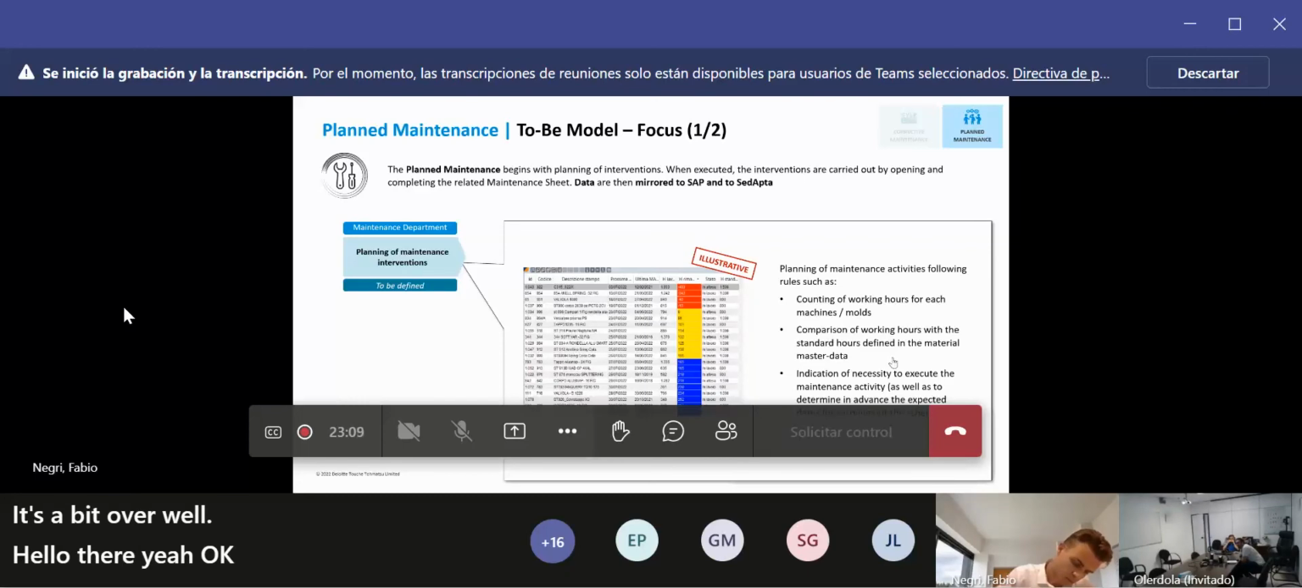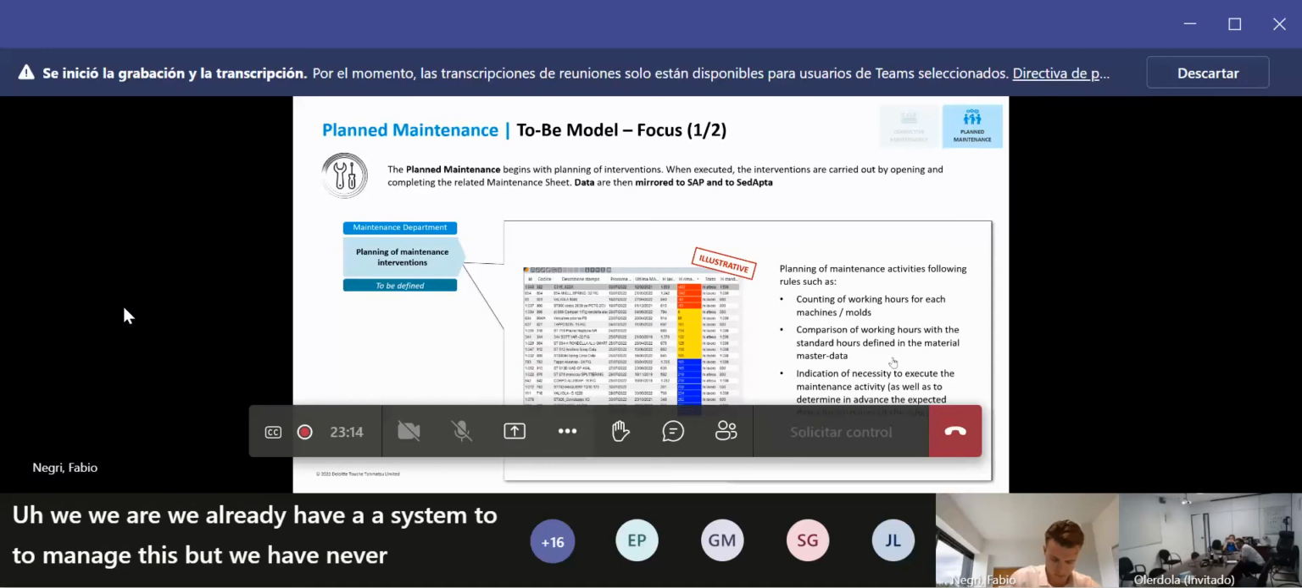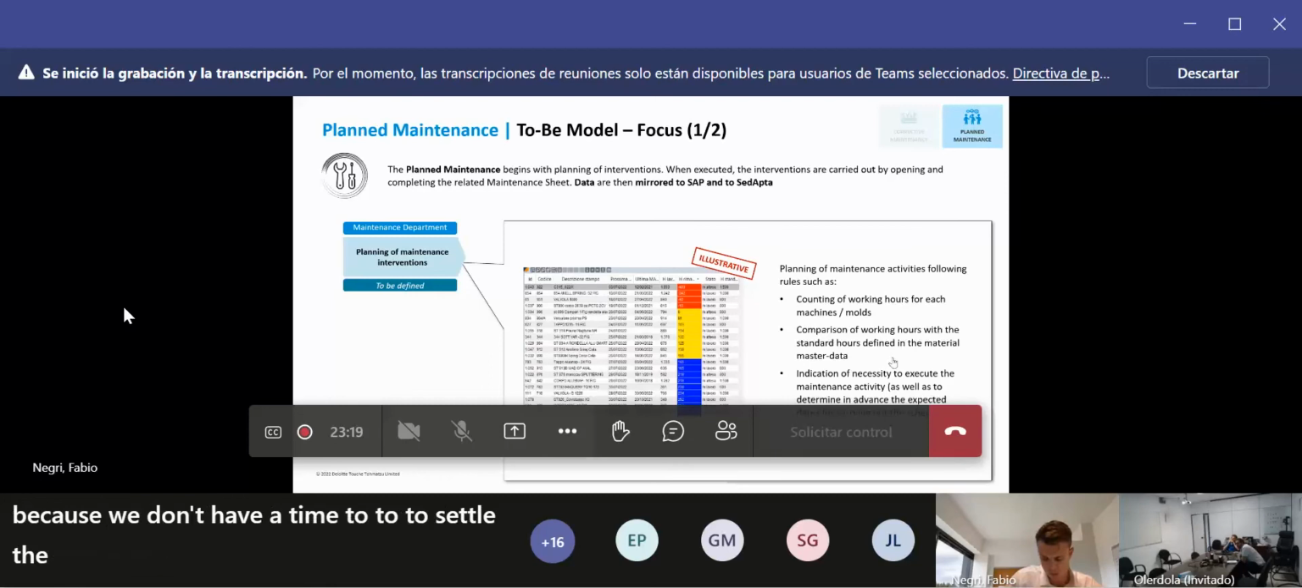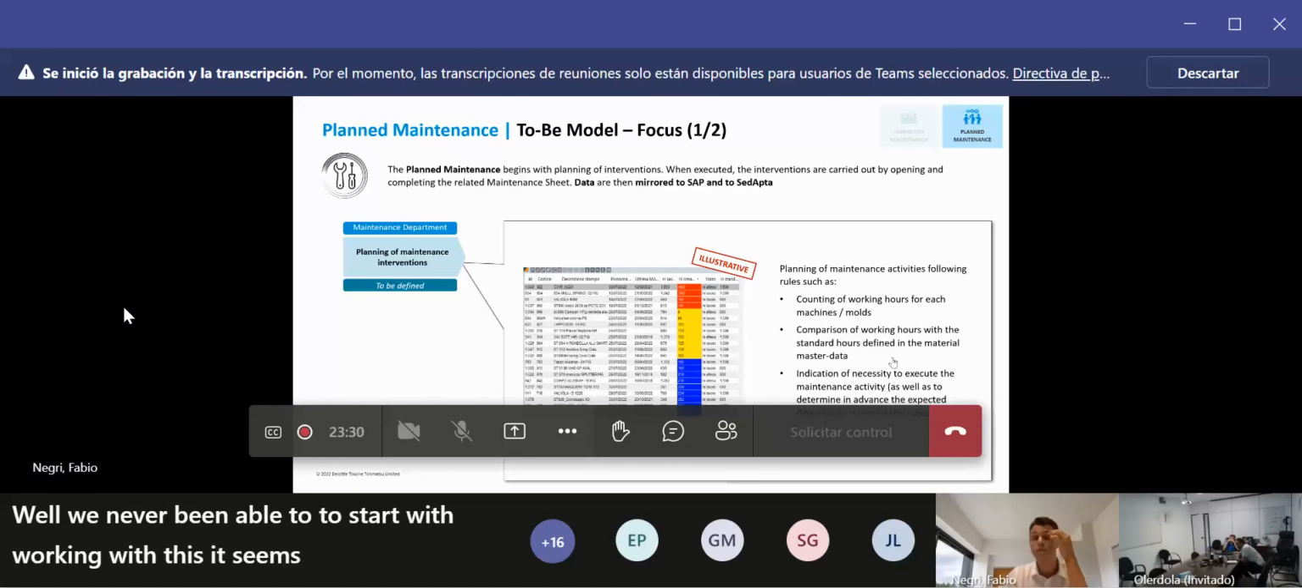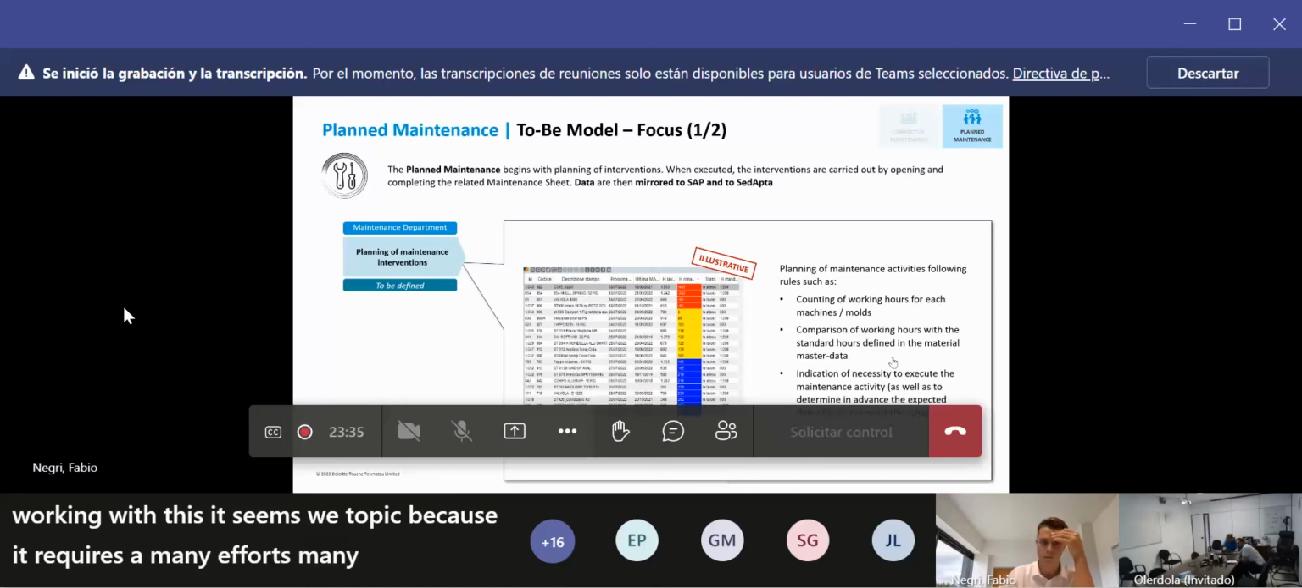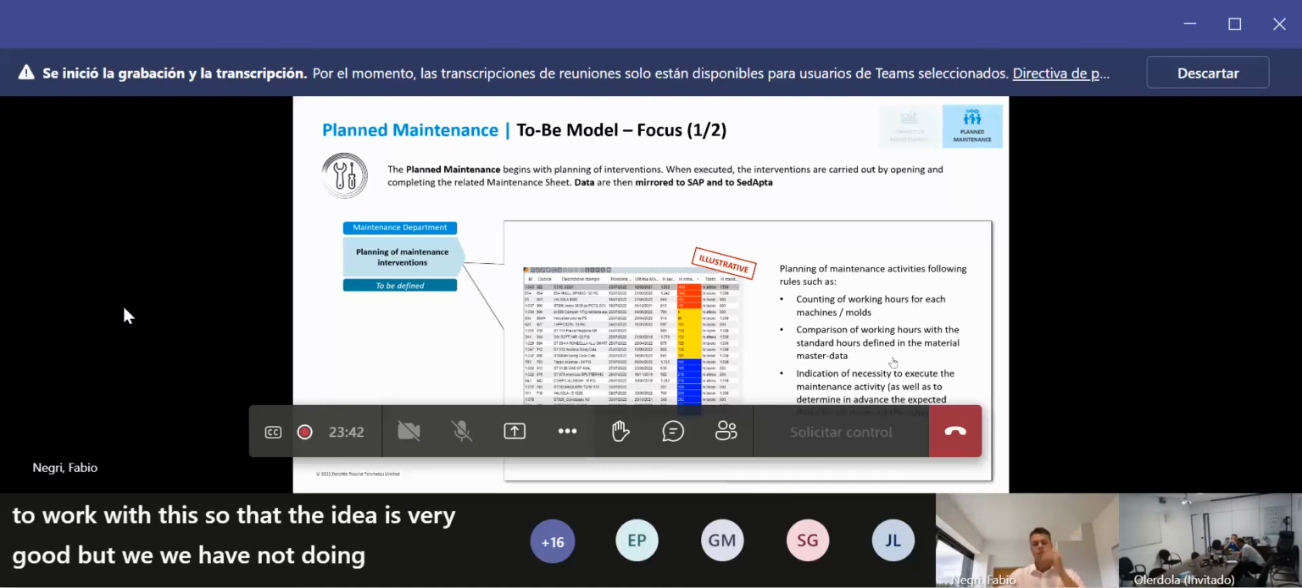We already have a system to manage this, but we have never applied it because we don't have time to set up the whole system, to define the machines, the spare parts. We have never been able to start working with this. It seems utopian because it requires many efforts, a lot of manpower. So the idea is very good, but we are not working like this right now.